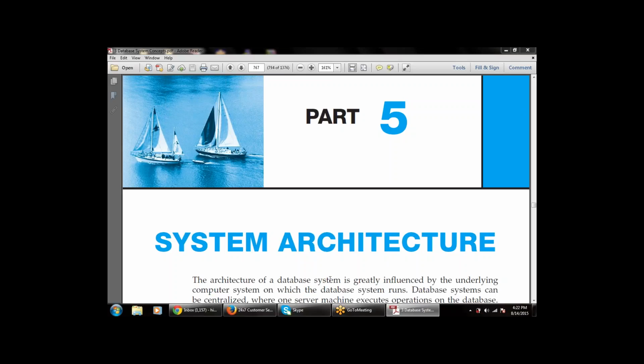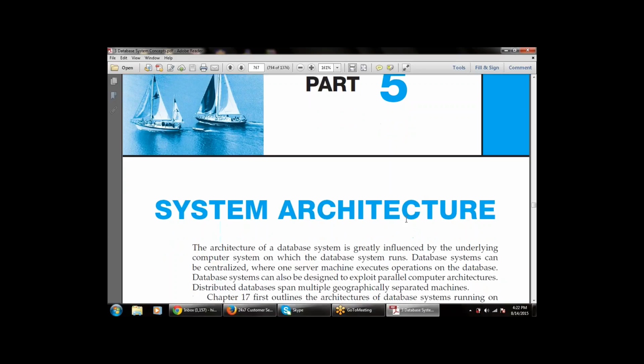Today I am going to continue the same module, database design concepts, and the new chapter, a new part, part number 5, system architecture. In the last class we finished chapter number 16, the recovery system, and part number 4 also. Now next is our system architecture, part number 5. So let's start with part number 5, from chapter number 17 onwards.